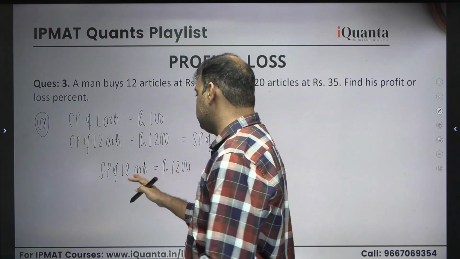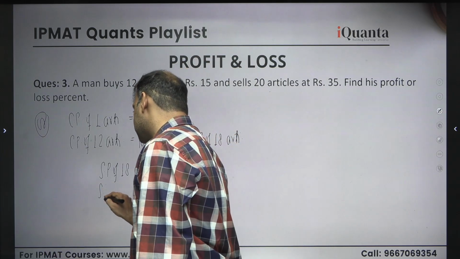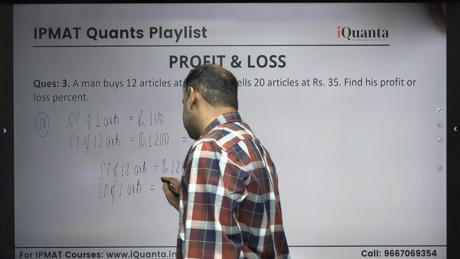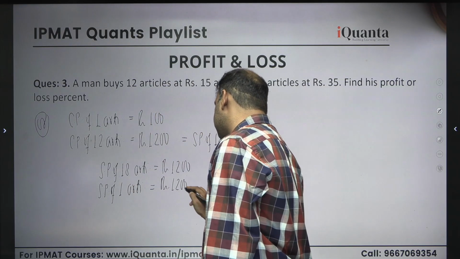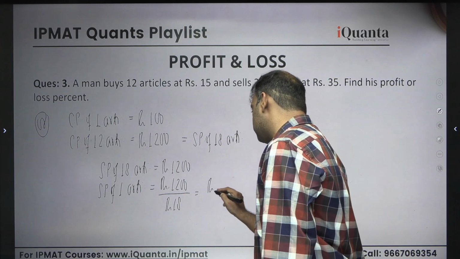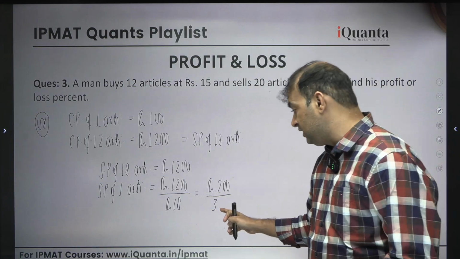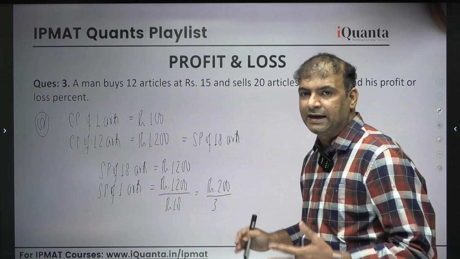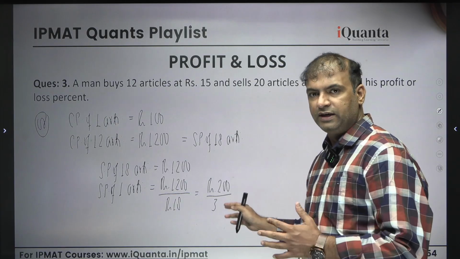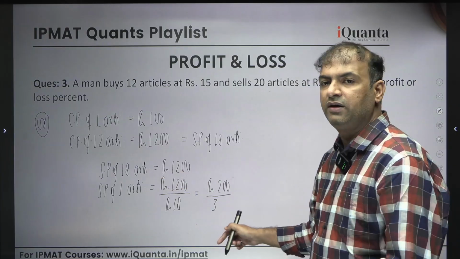So selling price of 18 is 1200, so what should be the selling price of, let's say, one article? We can say this is 1200 by 18. In these two, the highest common factor is 6, so we can say this is 200 by 3. Now because 3 is here in the denominator and we want the calculation to be easy, we would like to make it fraction free, denominator free. So let's multiply this by 3 so that the denominator gets cancelled out.